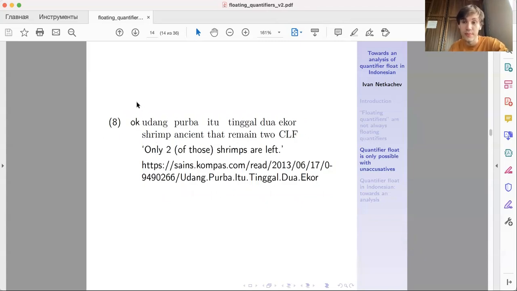Consider also the example in 8. Here you can see that the nominal is also separated from the quantifier. So udang purba itu, that ancient shrimp, is separated from the numerative complex dua ekor, 2, together with the classifier. And again, you can see that the predicate is tinggal, the same predicate, remain.